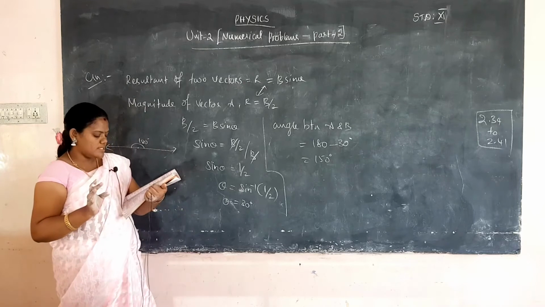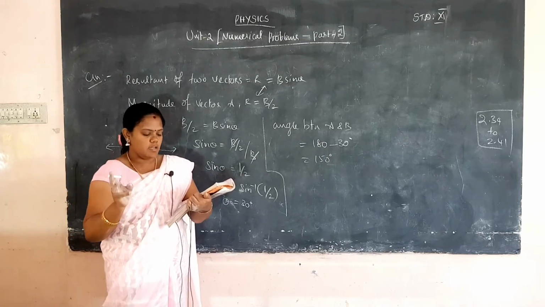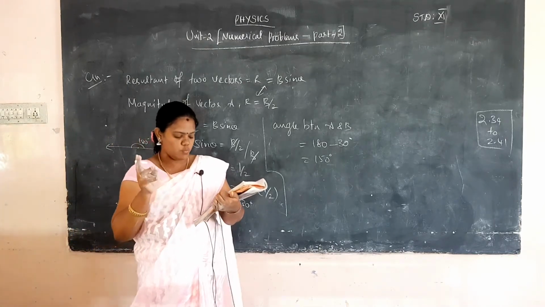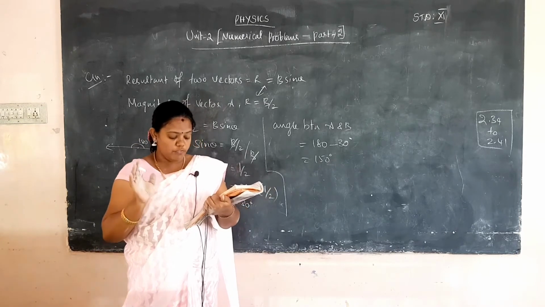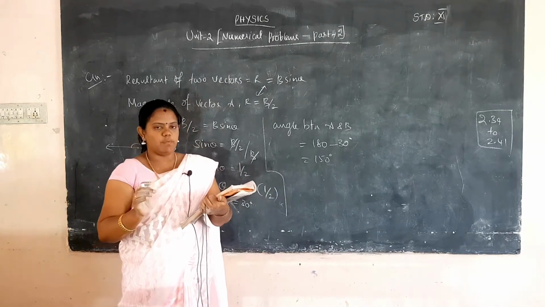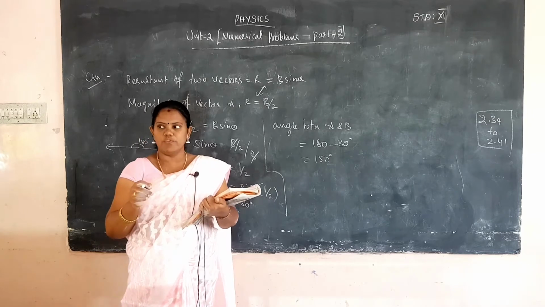So there are 4 options. The first option is 30 degree, second option is 45 degree, third option is 150 degree, and D is 120 degree. So the answer is C, that is 150 degree.